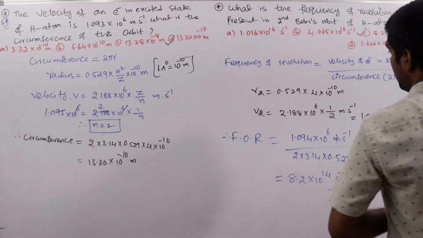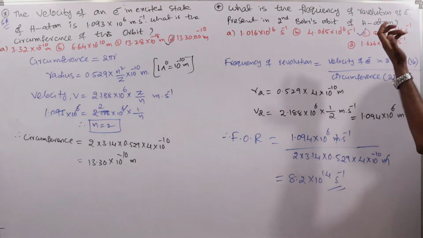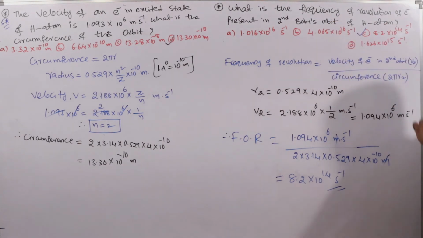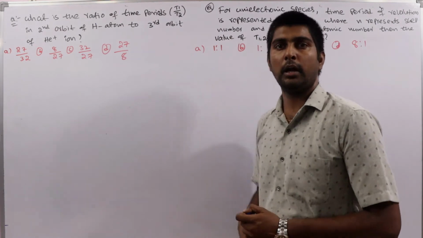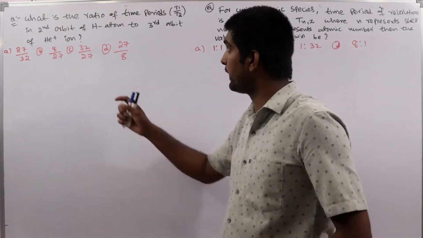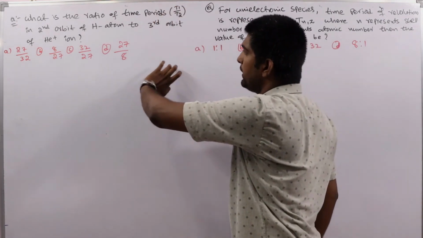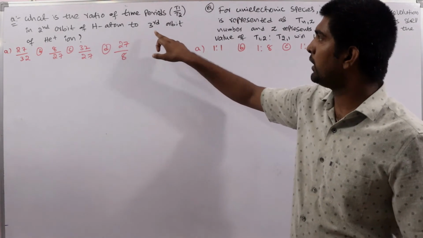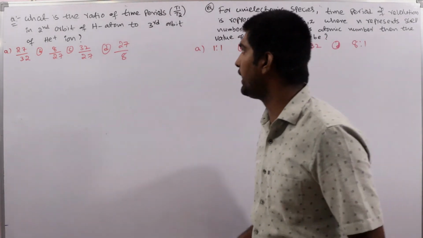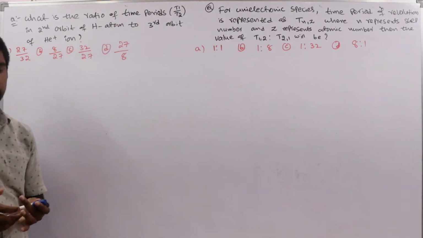Okay, so this problem is also important. Why? We have to calculate velocity and radius, and then we have to calculate the frequency of revolution. Now let us see two models related to time period of revolution, which are also very important. What is the ratio of time periods T1 by T2 in second orbit of hydrogen atom to third orbit of helium plus ion? Okay, so here we have to find out the ratio of time periods.